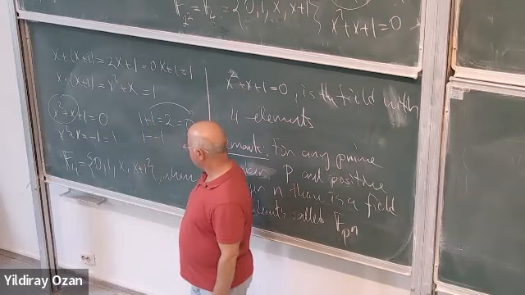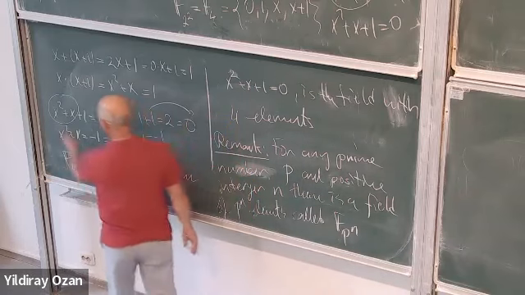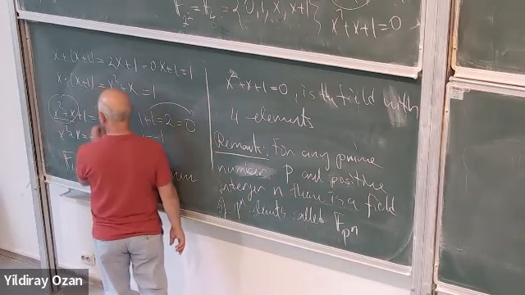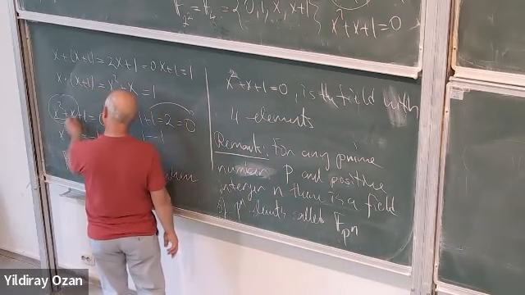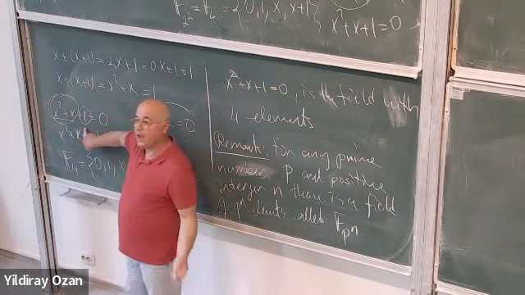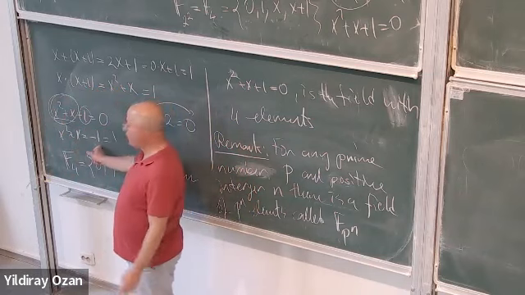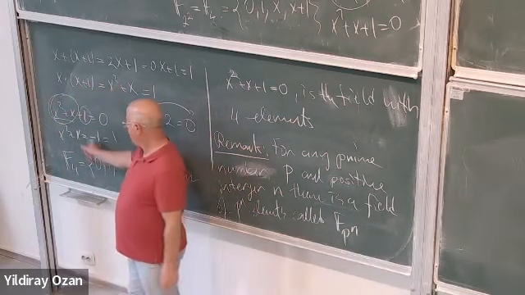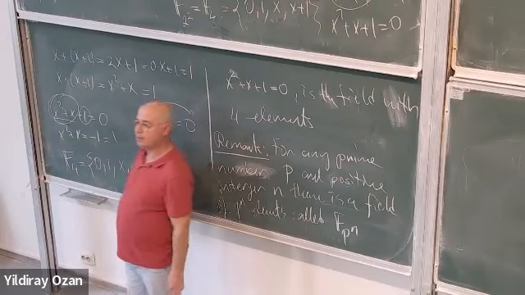Since this is zero, this number, whatever it is, is the additive inverse of plus one. Additive inverse of plus one is minus one. Okay.